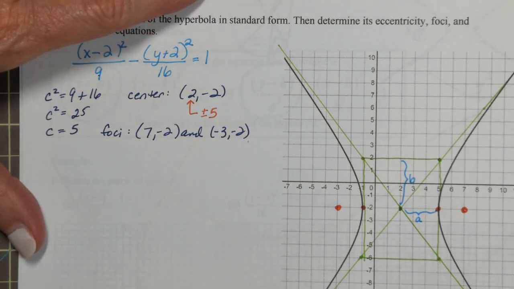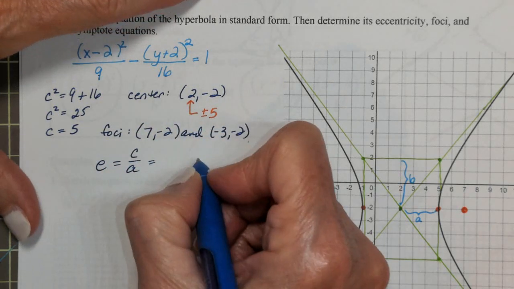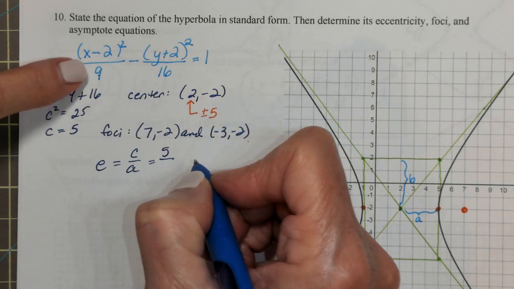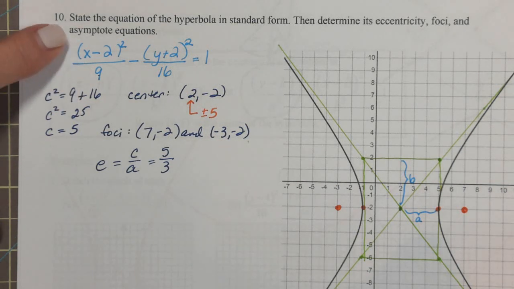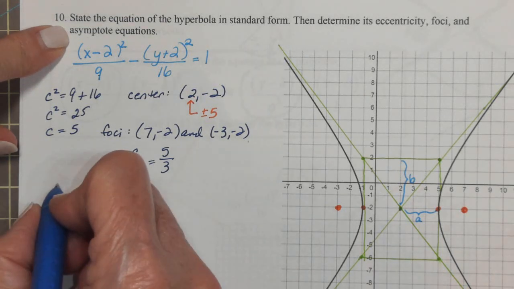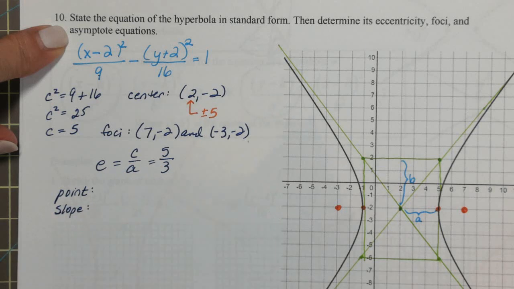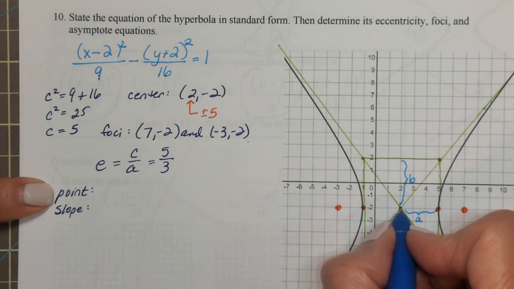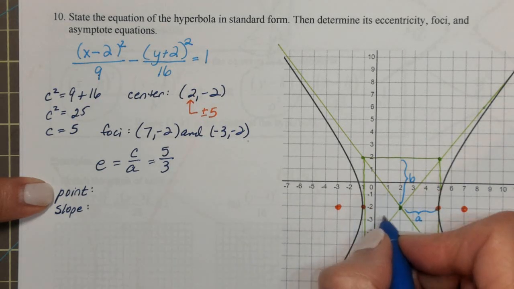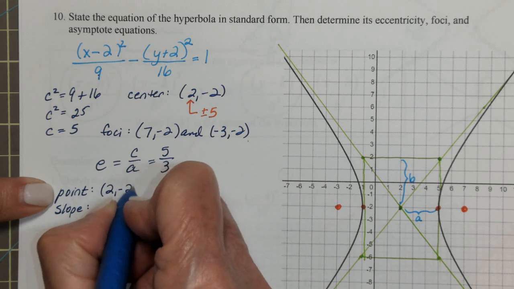Okay? We need eccentricity. Eccentricity, E, is c over a. So 5 over a is 3. Eccentricity is 5/3. Okay? Now we need the asymptote equations. Well, the two asymptotes are lines, right? And if they're lines, to write the equation of a line, I need a point and a slope. Okay? A very convenient point is the center, because both go through the center. So I'm going to use the center for both of mine. The center is 2, negative 2.